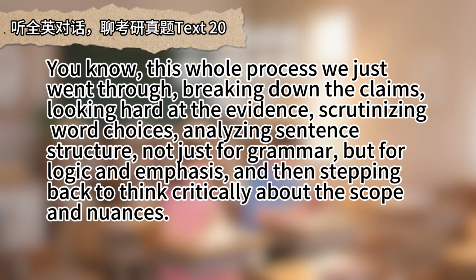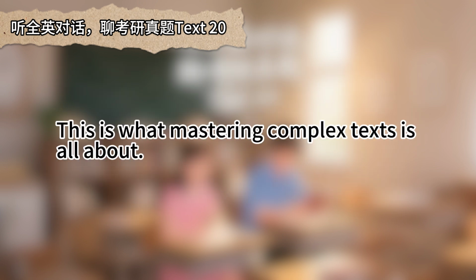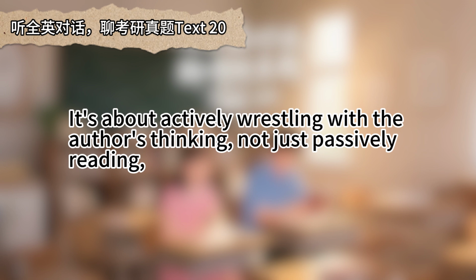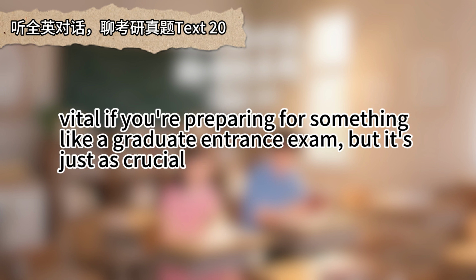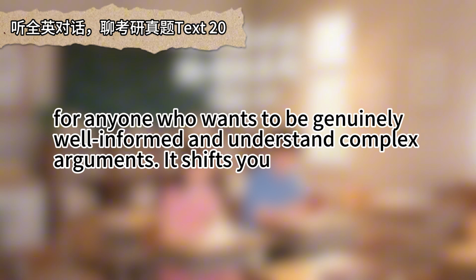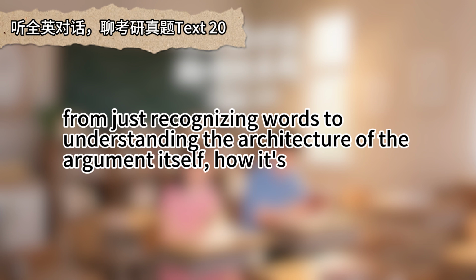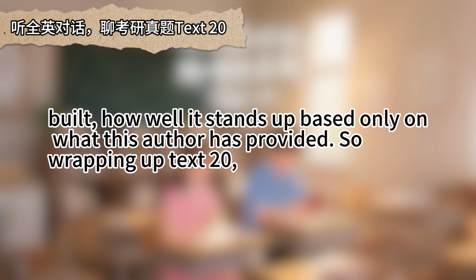This whole process we just went through, breaking down the claims, looking hard at the evidence, scrutinizing word choices, analyzing sentence structure not just for grammar but for logic and emphasis, and then stepping back to think critically about the scope and nuances. This is what mastering complex texts is all about. It's about actively wrestling with the author's thinking, not just passively reading, identifying the claims, the reasons, the evidence, the qualifications. This skill is obviously vital if you're preparing for something like a graduate entrance exam, but it's just as crucial for anyone who wants to be genuinely well-informed and understand complex arguments. It shifts you from just recognizing words to understanding the architecture of the argument itself, how it's built, how well it stands up, based only on what the author has provided.